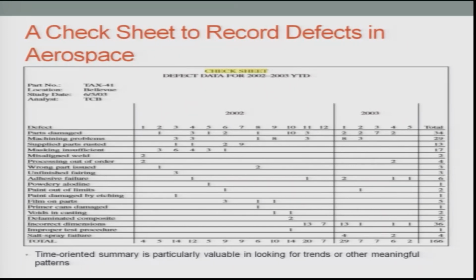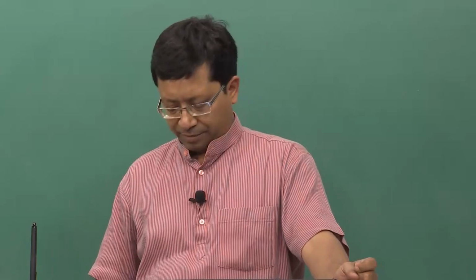So, the time-oriented summary is particularly valuable in looking for trends or other meaningful patterns in order to understand how the overall process is going on and whether there are aberrations based on which you can take immediate actions to reduce the variability.